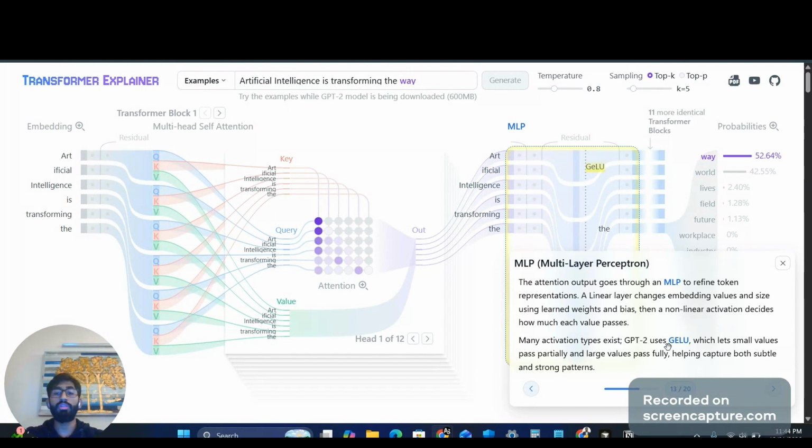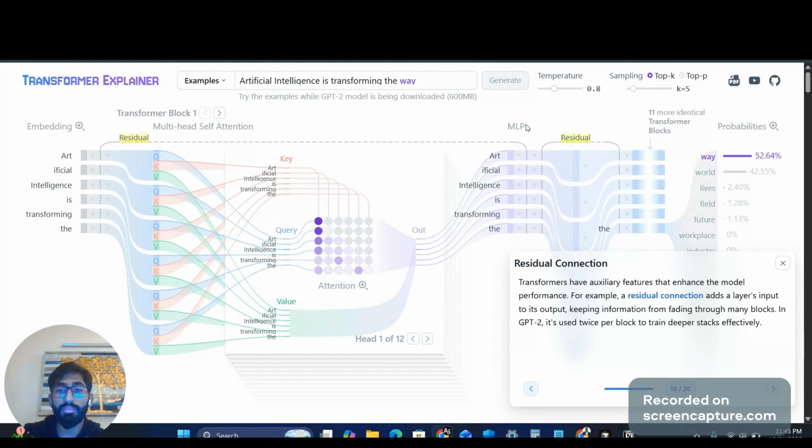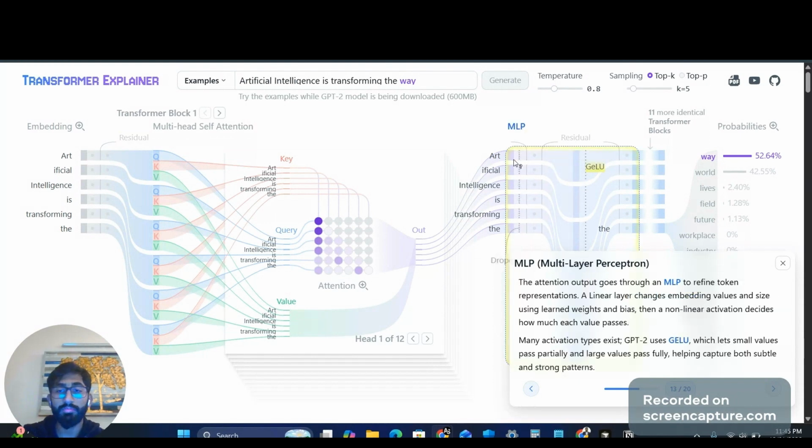ReLU is a rectified linear unit. So it takes in the weights and biases from the output, as we saw here, and any that are negative are zeroed out, but if they're greater than zero, positive, then it grows linearly. So if you, for example, click on it, where is it? MLP, multi-layer perceptron, GLU. Okay, click to see the MLP process.